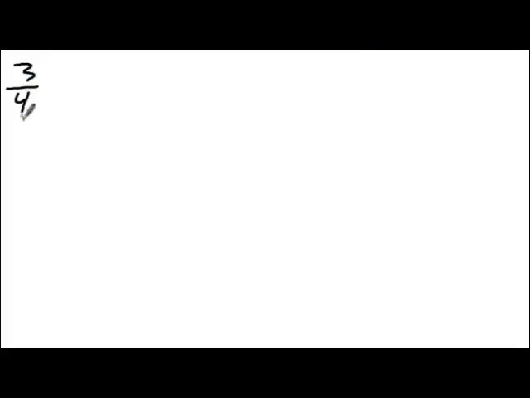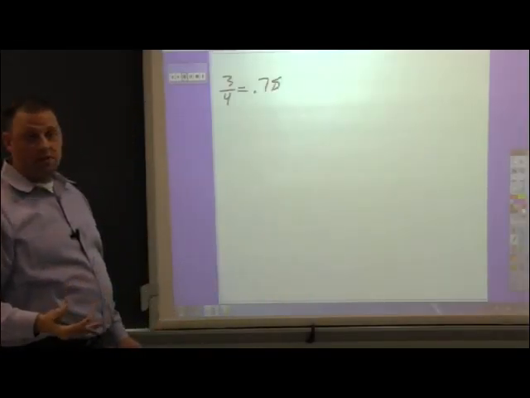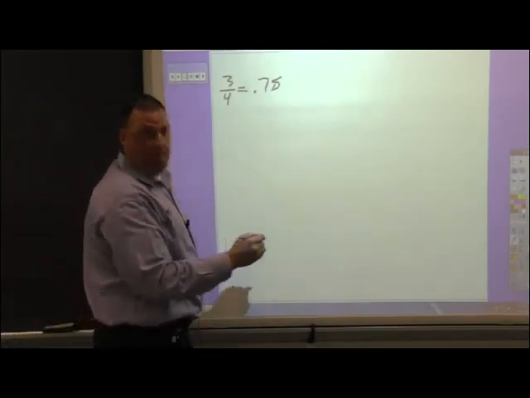3/4 equals 0.75. And if you remember how to change a decimal to a percent, you just move it 2 places to the right. So it's going to give you 75%.